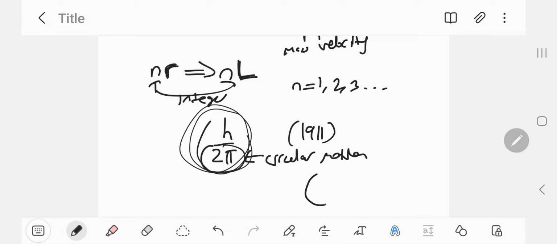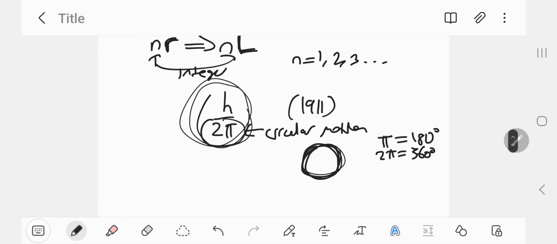Think of 2 pi as like one revolution. Think of pi as just 180 degrees. This is in radians. Pi is usually used for radians, measures of angles. 180 degrees, that's in degrees. So 2 pi is double that, which is 360 degrees. Think of a full circle. So h over 2 pi comes into play.